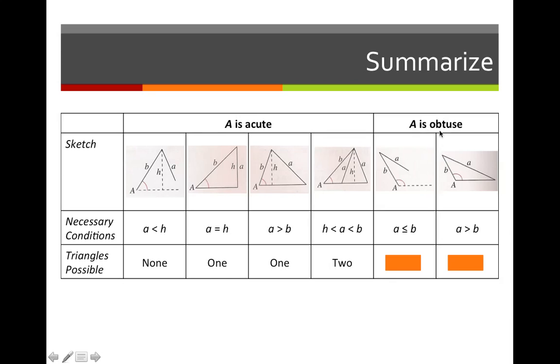If, on the other hand, A is obtuse, then we really only have to worry about two things. Is A less than or equal to B, or is our A greater than B? If A is less than or equal to B, then there's no triangle. But if A is greater than B, then there's going to be one triangle that we can solve.